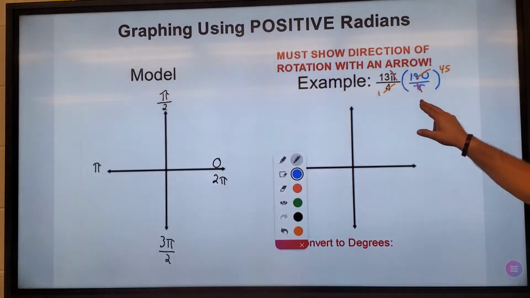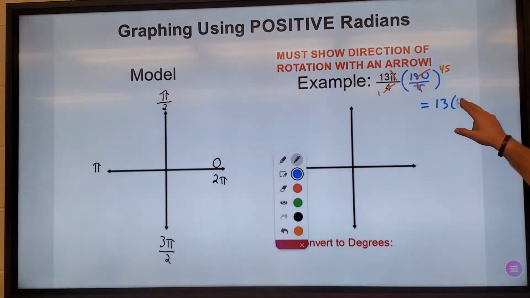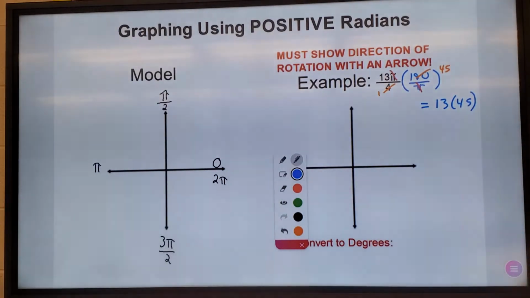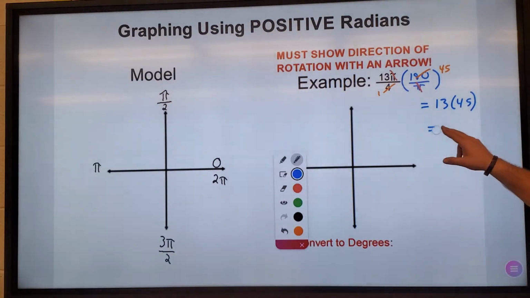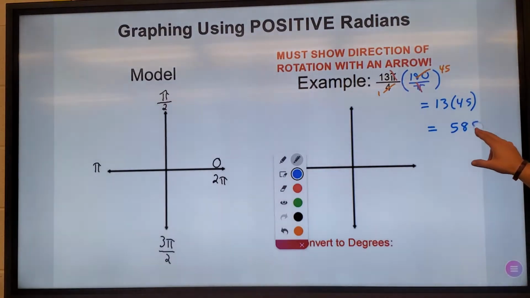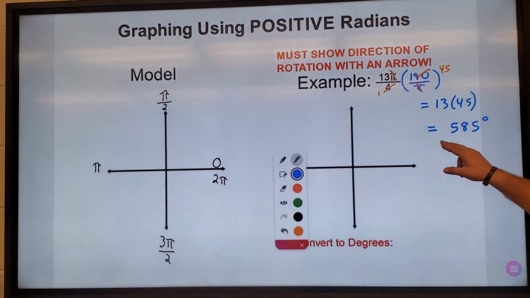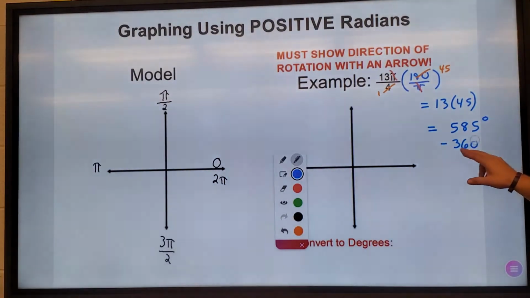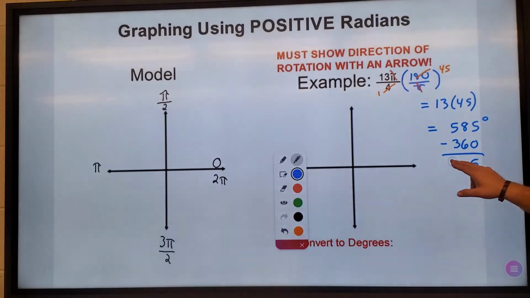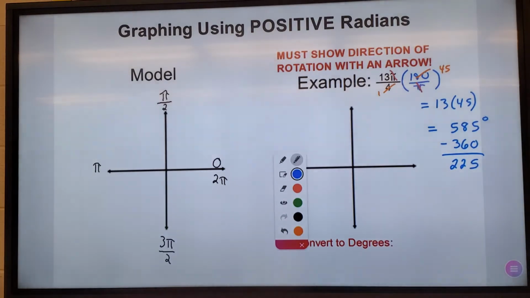So I end up with just 13 times 45. If I take 13 times 45, I get 585 degrees. Okay, so then from here, we do exactly what we did on that first problem. We just start subtracting 360 degrees. So minus 360 would give me 225 degrees. That is between 0 and 359 degrees. So I'm going to go ahead and stop, and then I'm going to go ahead and graph.